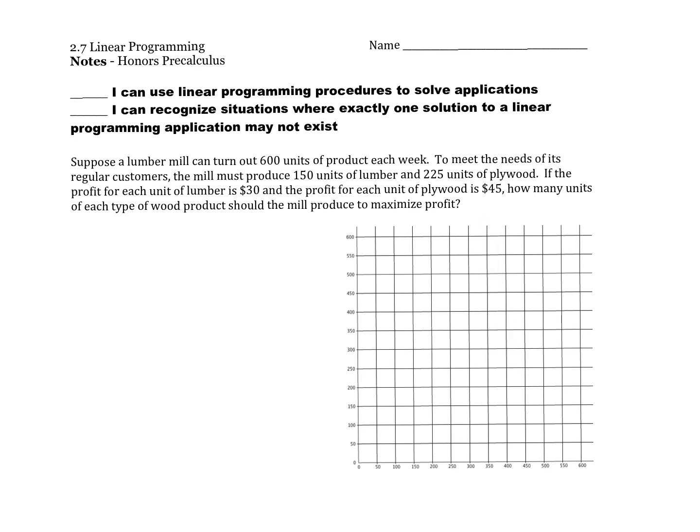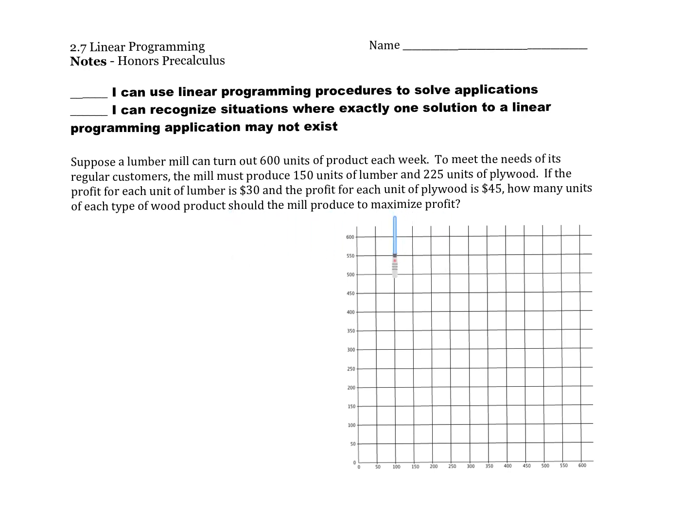We're looking at page 20. We must produce 150 units of lumber, 225 units of plywood. The profit for each lumber is $30 and the profit for each plywood is $45. How many units of each should the mill make to maximize profit?